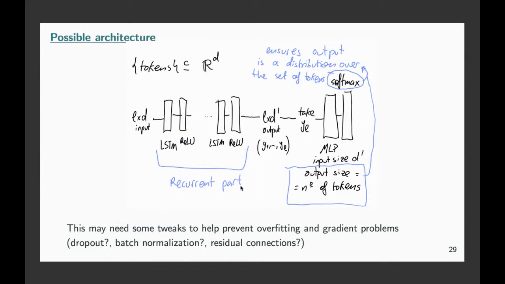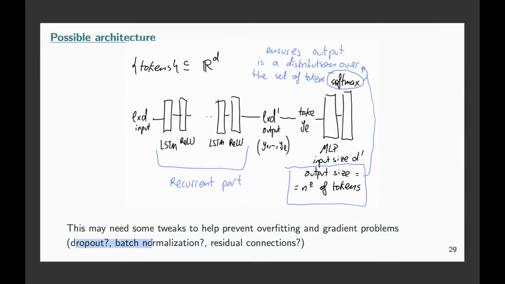You stack several LSTMs followed by ReLUs. This would be the recurrent part of the network. If your input is L times D, the output will be L times D'. You take the last one, Y_L, of the output and put it through a multi-layer perceptron, whose output size is the number of tokens, and then you use a softmax to get a probability distribution over all the tokens. So this is a possible way you might build a language model.